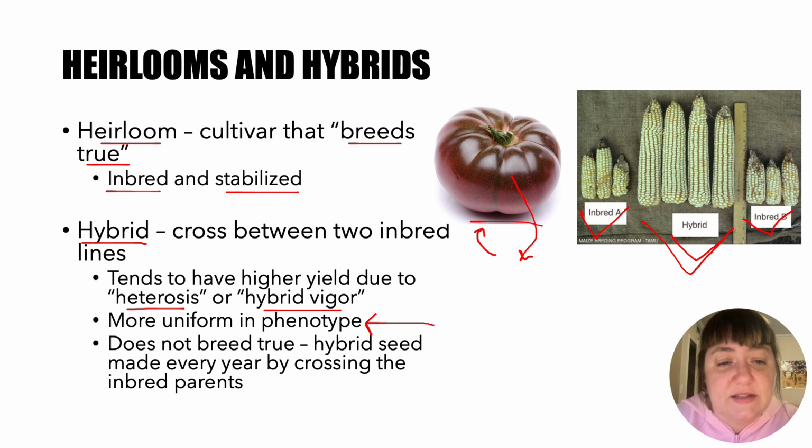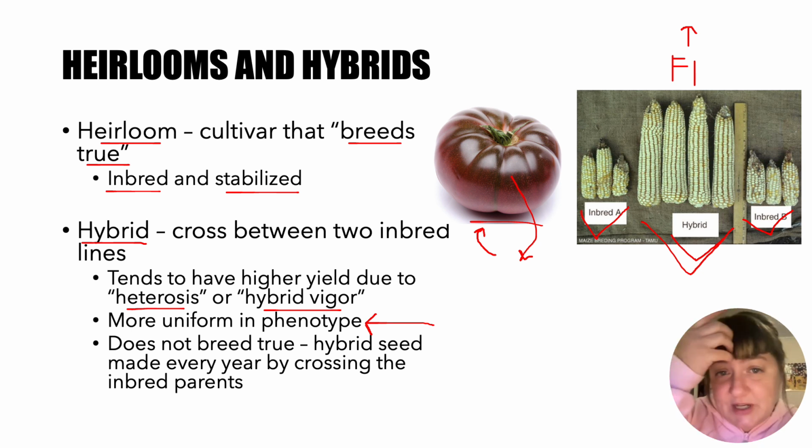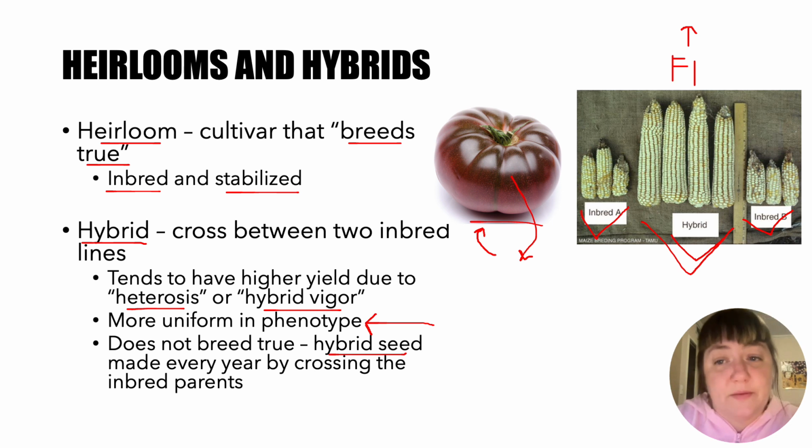However, the hybrid does not breed true. This is like an F1, just like in Mendel's experiments. Just like how you saw in the F2 generation, the genes that created this phenotype are going to start randomly being put into the offspring. So the F2 population is going to be a mixture of different phenotypes. So hybrid seed is basically made every year by crossing the two inbred parents. The seed companies will cross the inbred parents and sell the hybrid seed, and that's the standard for things like corn.